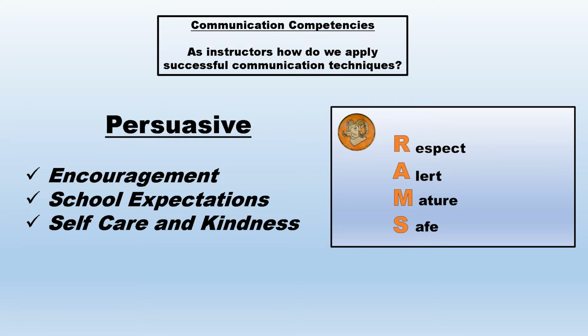And lastly, this communication competency, persuasive. This is a persuasive competency, to encourage students, let them know about the school expectations and about self-care and kindness to others. As you can see here, this is our acronym RAMS: respect, alert, mature, and safe. That's kind of our mantra at my school, and we try to follow those guidelines.